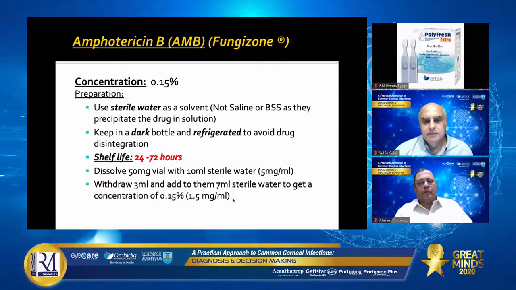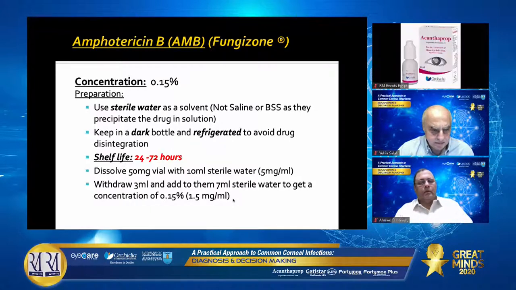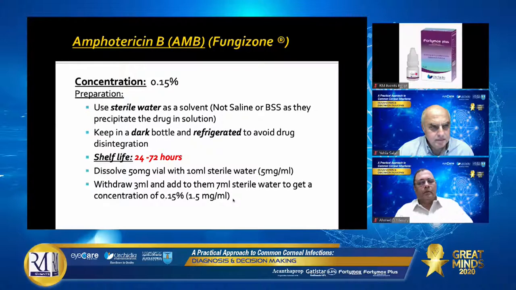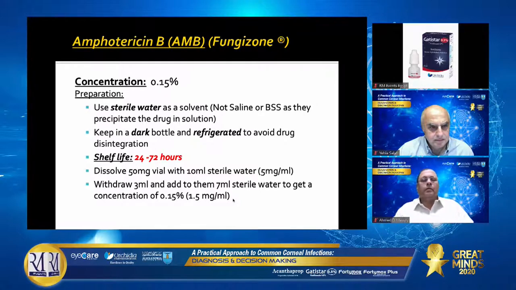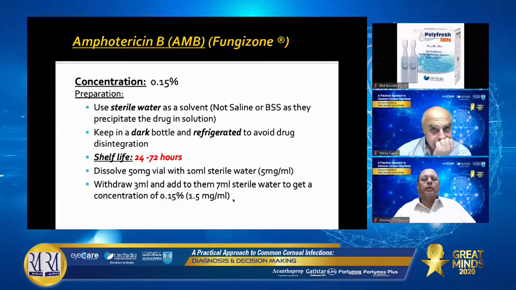The shelf life is between 24 and 72 hours. Doctors, physicians, and pharmaceutical authorities give us conflicting data about the shelf life of the amphotericin B preparation. Some say 24 hours only, some say 3 days. I use it for 3 days and discard the rest.